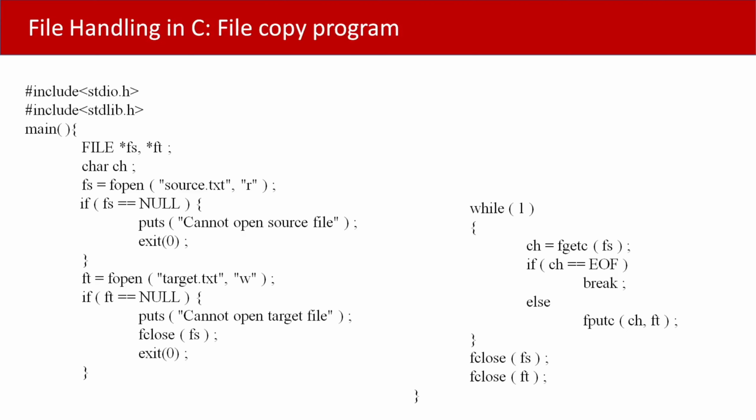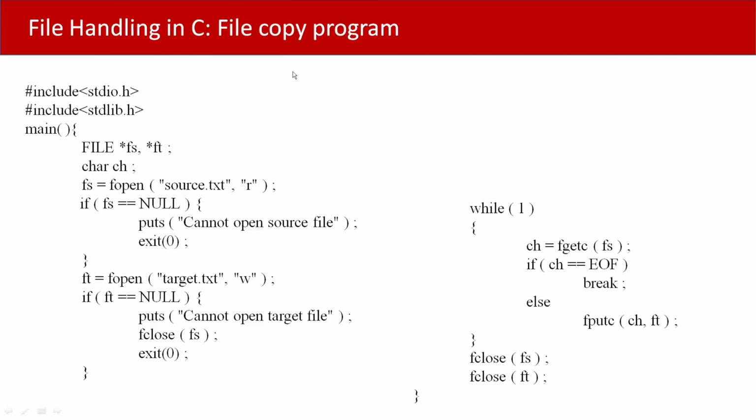Let's see here a program to copy a file from source to destination. That means you are given a source file. Your objective is to read the content of the file from the source and write into the target file. So what are the operations we need? First we have to read the source file, and each character of the file has to be read, and then we will write to a target file.